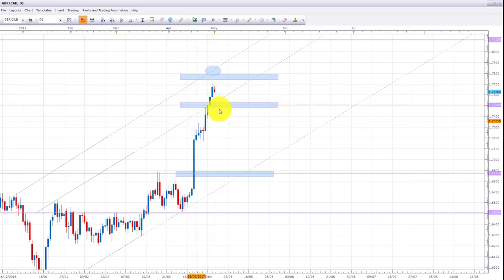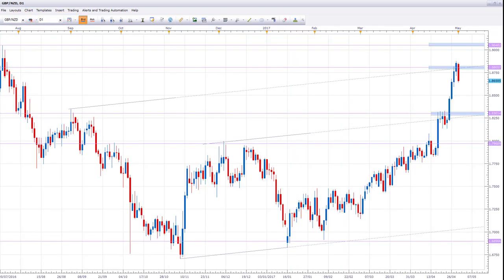So now I am looking for a pullback on this pair to this upward sloping trend line, and I'm looking for the 1.75 area of resistance to become support, and I'm looking for this pair to trade into roughly the 1.7800 area up here and a retest of this upward sloping trend line. So I would favour longs on the pound CAD next week.